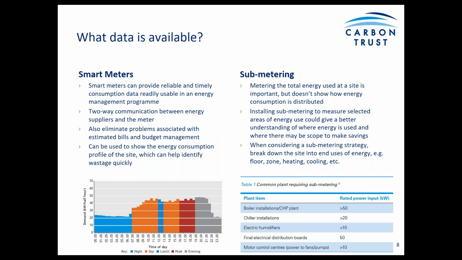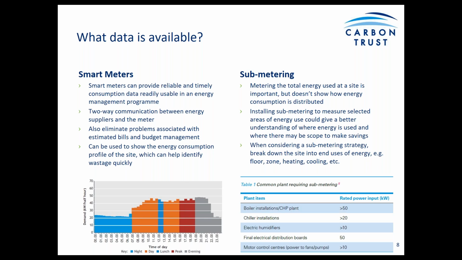There are also a couple of other increasingly common metering options just to mention. So the first one of those being smart meters. And smart meters can provide reliable and timely consumption data that is readily usable in an energy management program. So unlike AMR, which provides one-way communication to the supplier, smart meters are actually able to provide two-way communication between the energy suppliers and the meter.